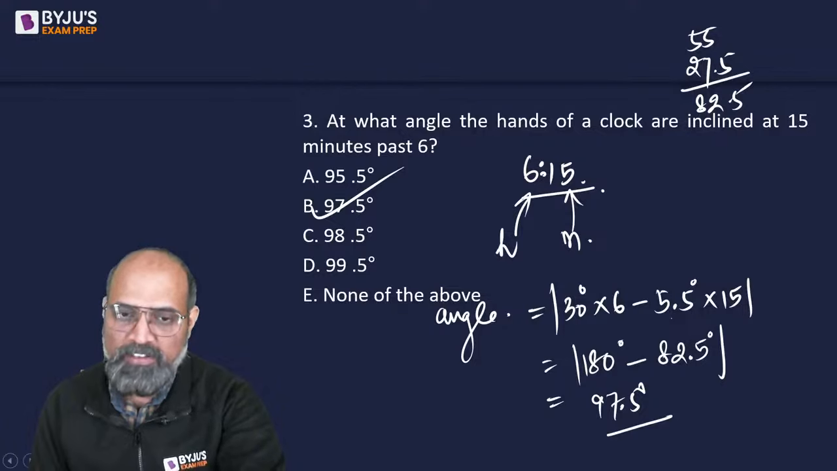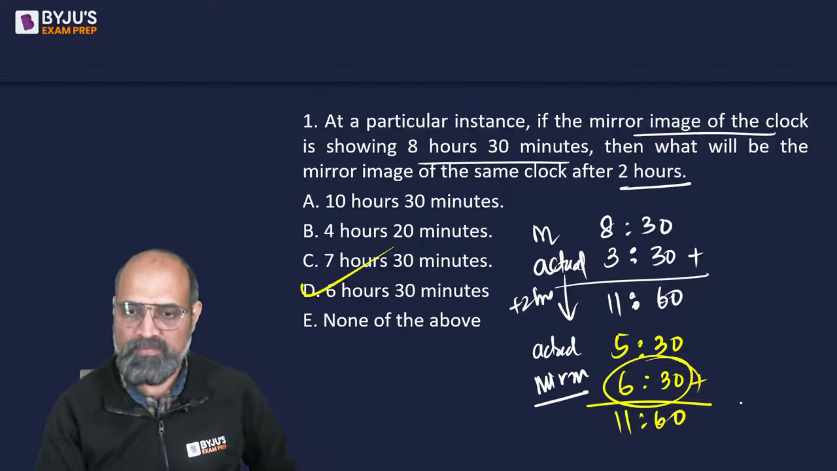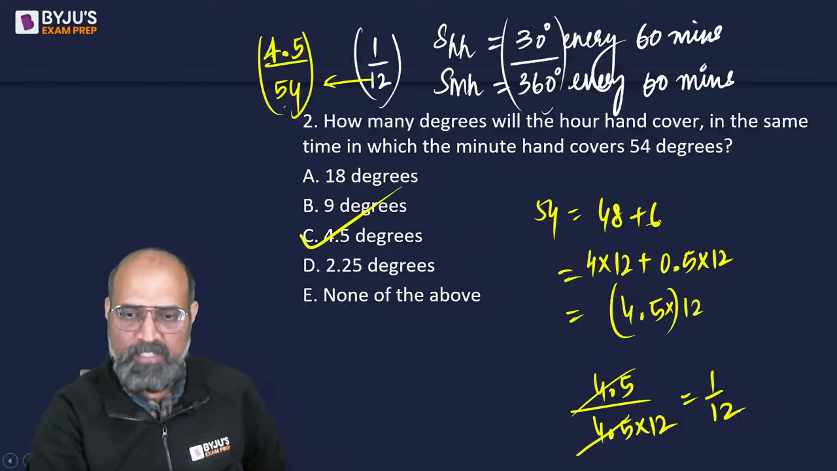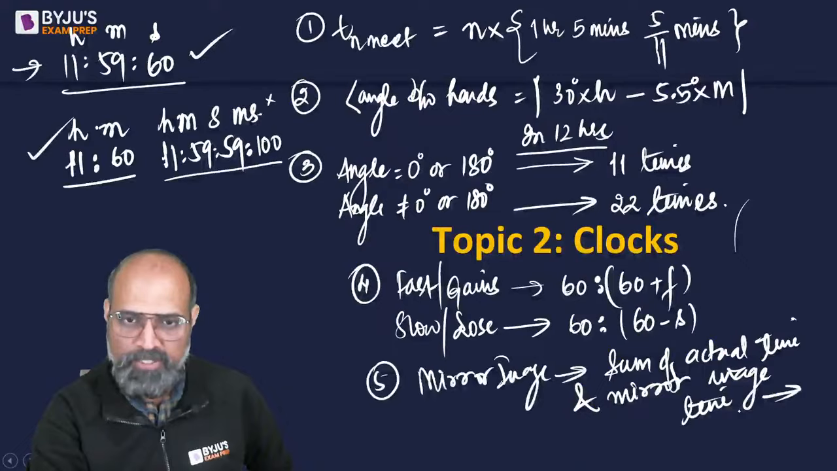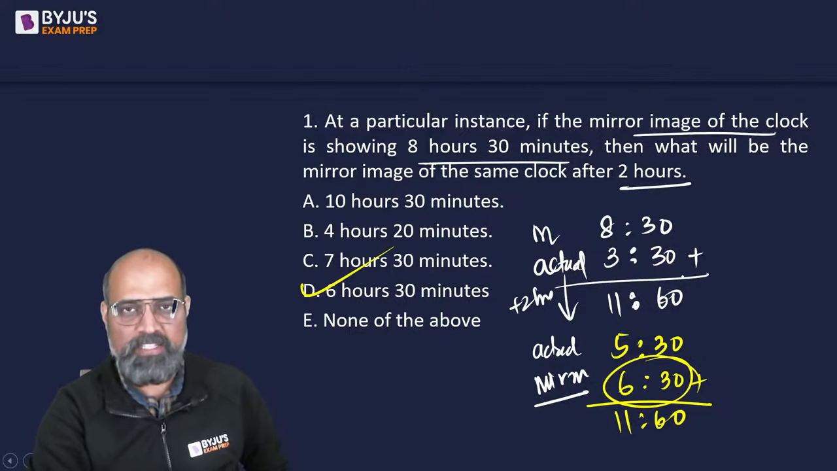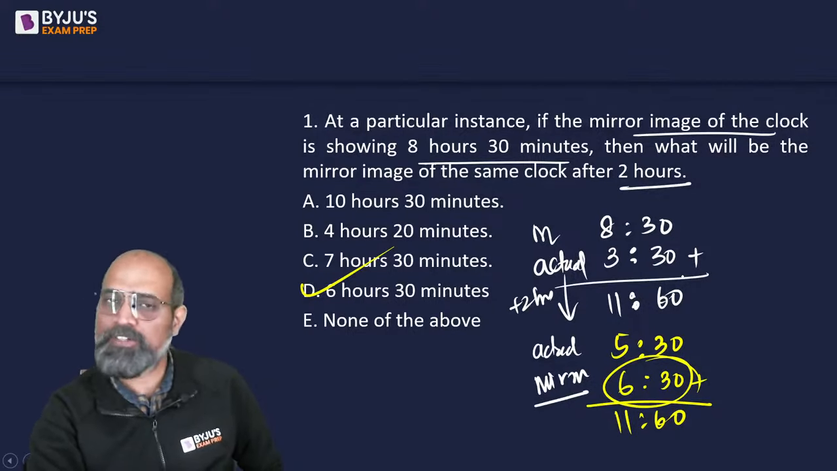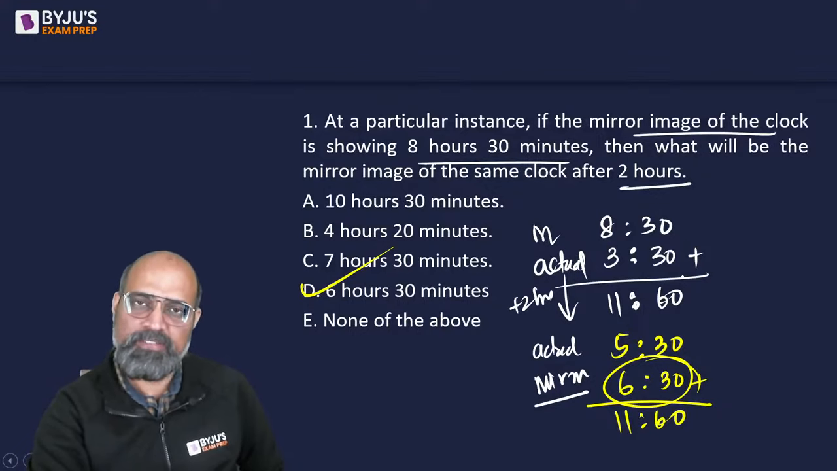How 11:30? Where did I write 11:30? Which question are you talking about? I wrote 11:60, right? It's not 11:30. 11:60. 11 hours and 60 minutes is same as 11 hours and an hour, which is same as 12 hours, you know?